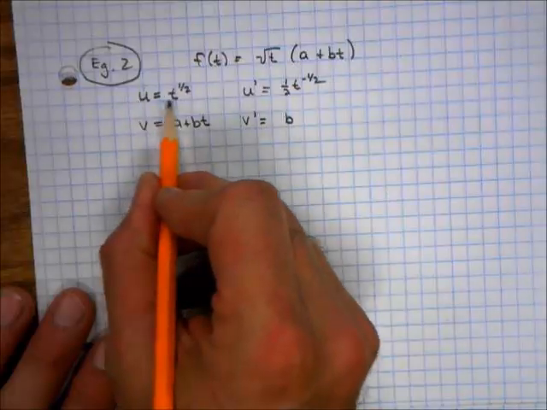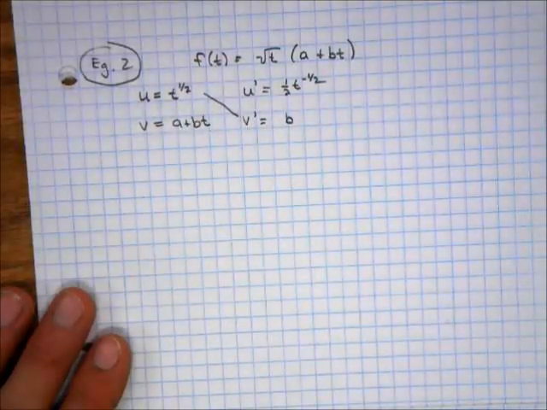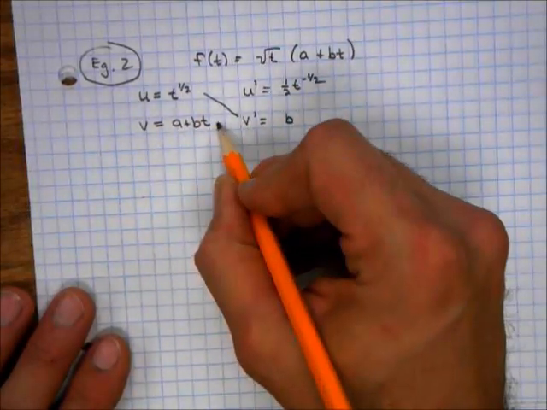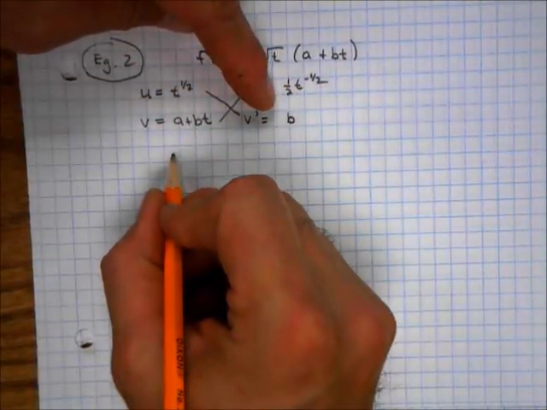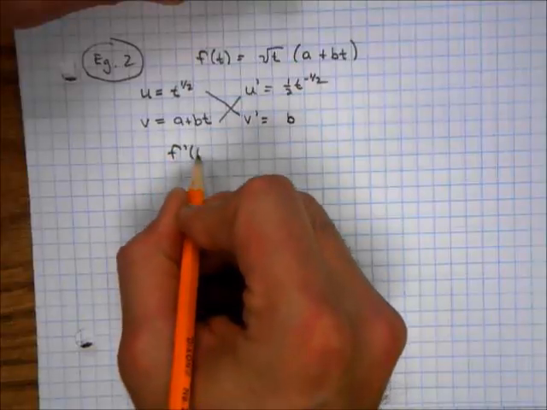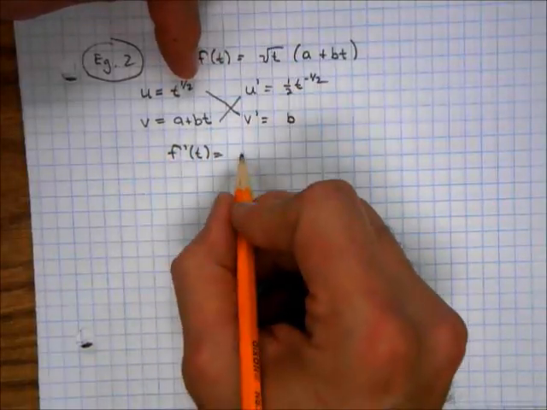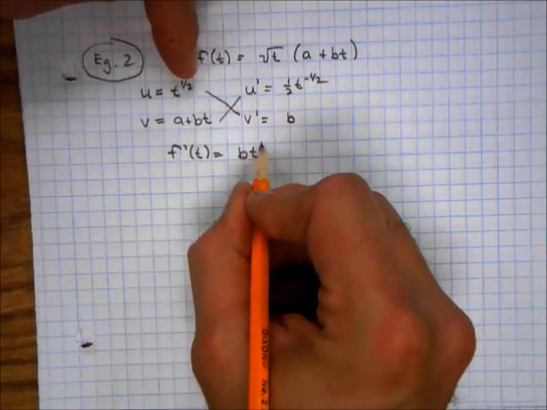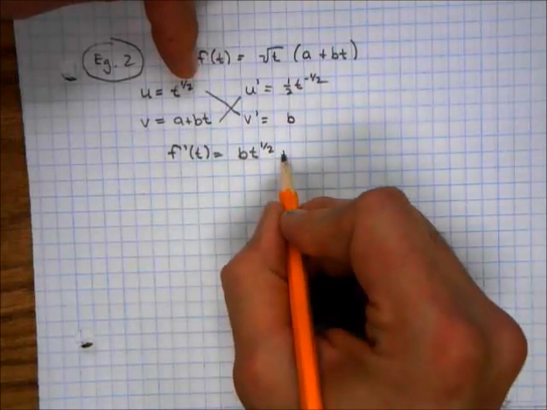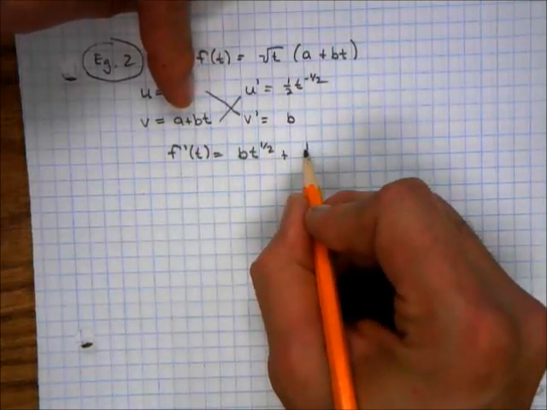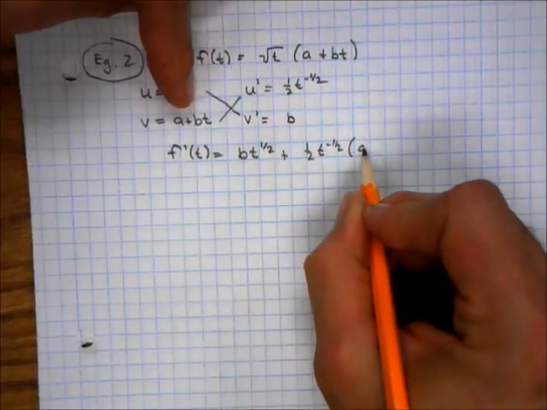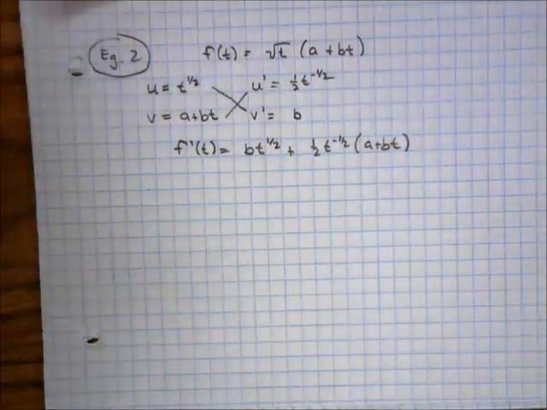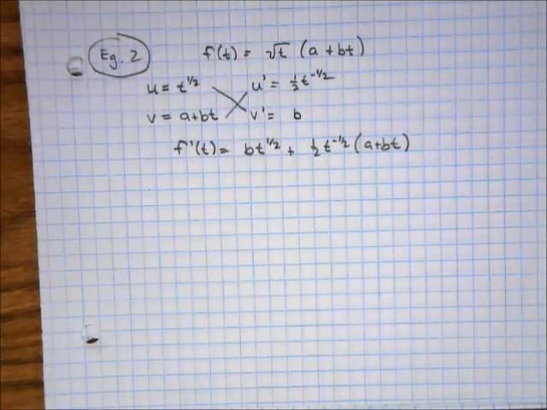I'm going to pair this original up with the other one's derivative and add it to this one paired up with the other one's derivative. So I have this. F prime of t is equal to b t to the 1/2 power plus 1/2 t to the negative 1/2 power times a plus bt. All right, that's it. That's the derivative.